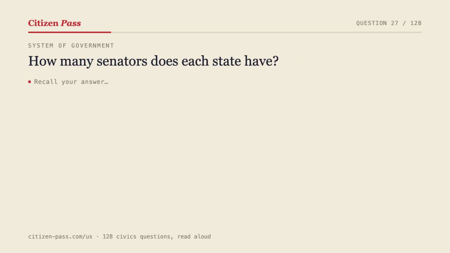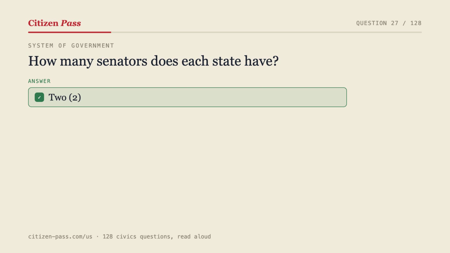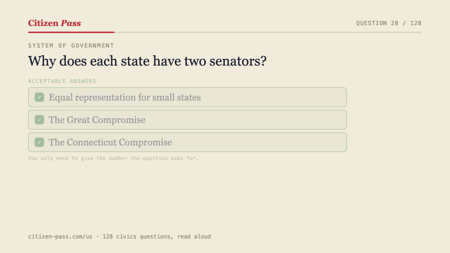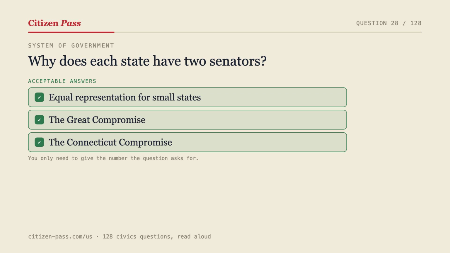How many senators does each state have? The answer is 2. Why does each state have 2 senators? Acceptable answers include equal representation for small states, the Great Compromise, or the Connecticut Compromise.